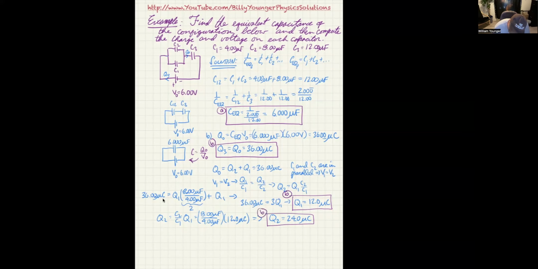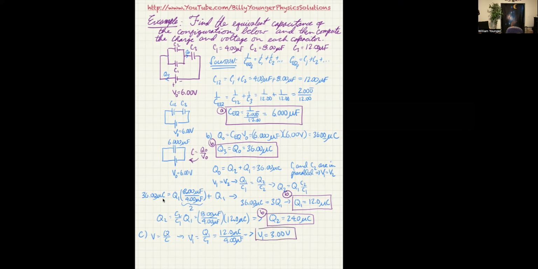And now we'll do part C. And part C is finding out the voltages. In general, voltage is equal to charge divided by capacitance. So I can immediately start with V1 is equal to Q1 over C1. And we already found out that Q1 was in fact equal to 12.0 microcoulombs. And then C1 was 4.00 microfarads. The micros cancel out. 12 divided by 4 is 3. So that gives me that V1 is equal to 3.00 volts.